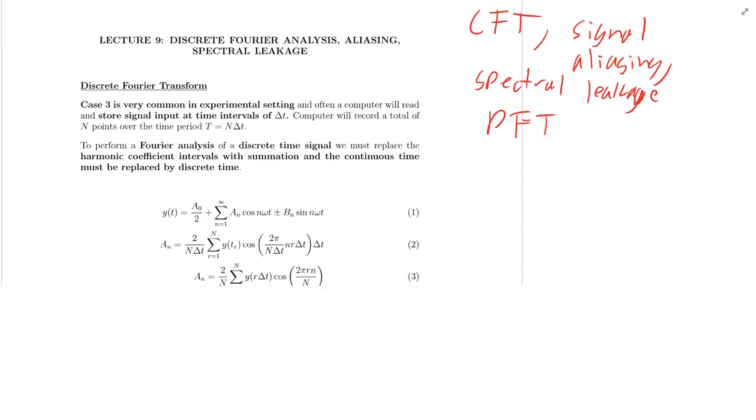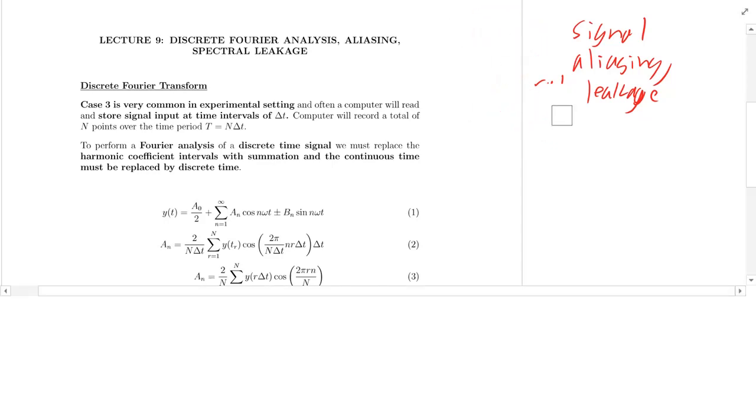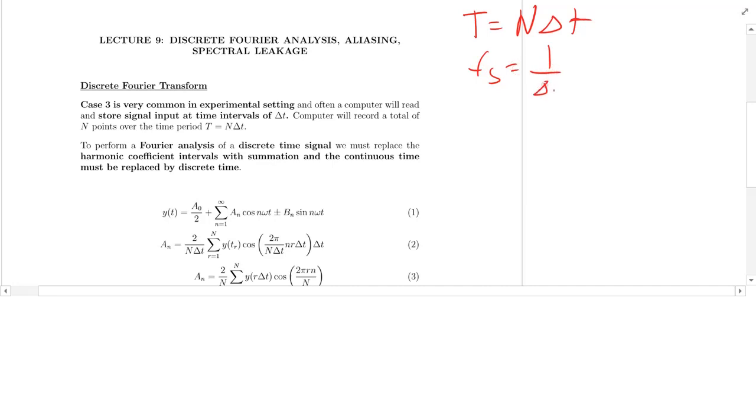Before we get started, let me erase this. Let's review some of the concepts that we talked about in that signal aliasing and spectral leakage mini lecture. Remember, we had some key definitions last time. Our period T is equal to N times delta t. Again, we're taking discrete points. We do not know the functional form of our original signal. We also said that our sampling frequency, fs, is 1 over delta t.